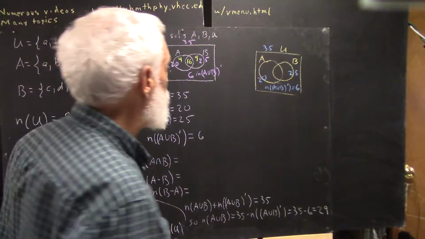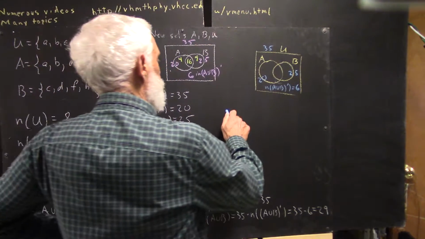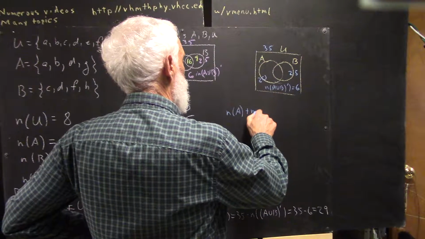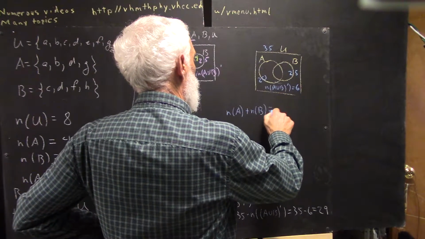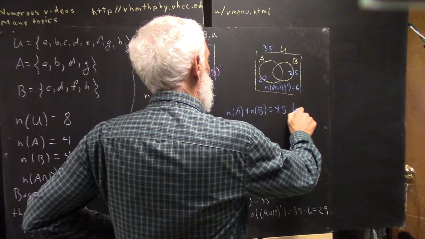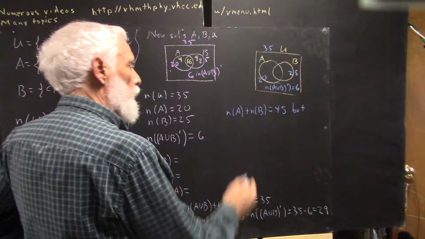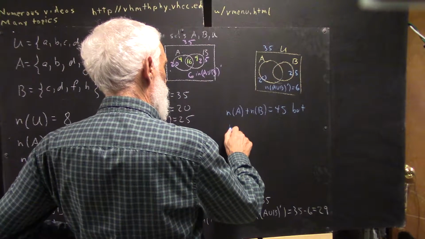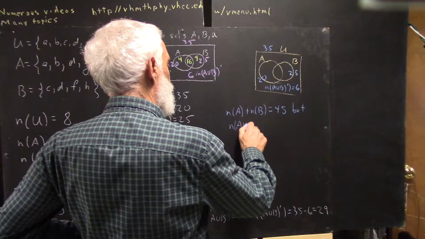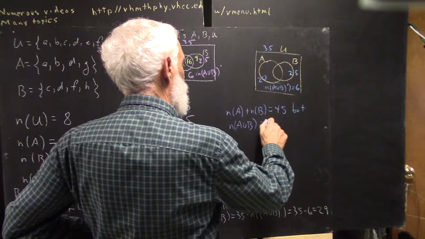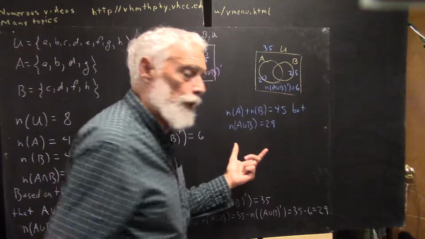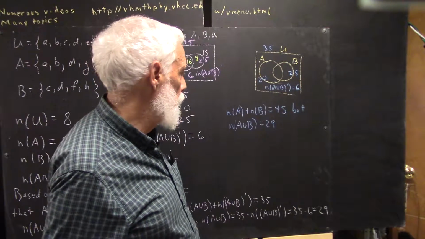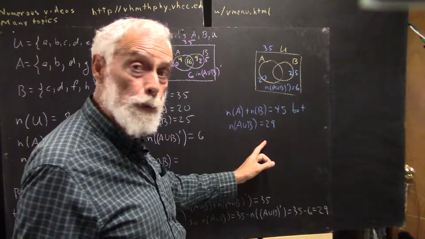Well, let's just write what we've got. Number in A plus number in B is 45, but the number in A union B is only 29. How can that be? How can A have 20, B have 25, but A union B has only 29?